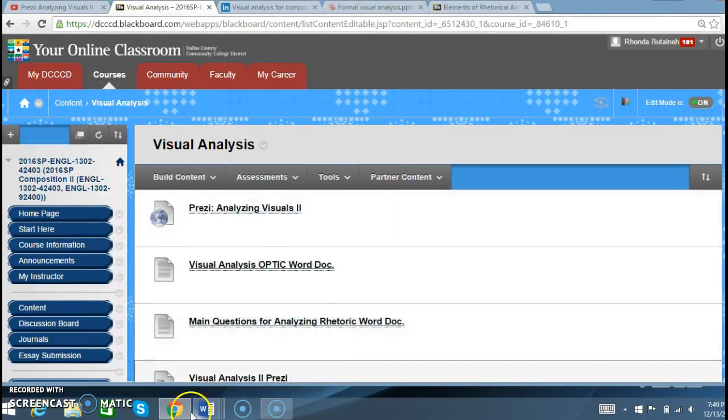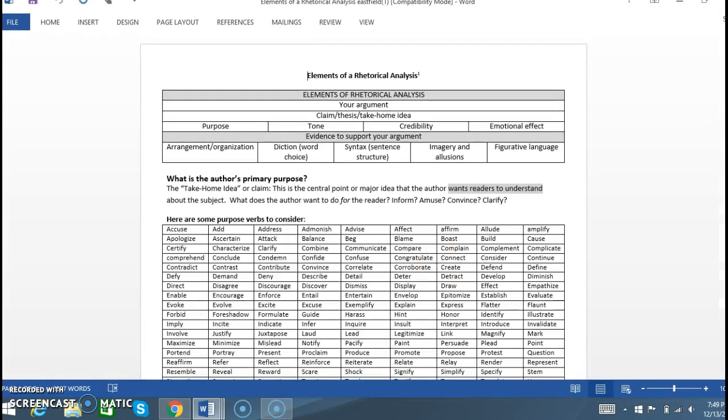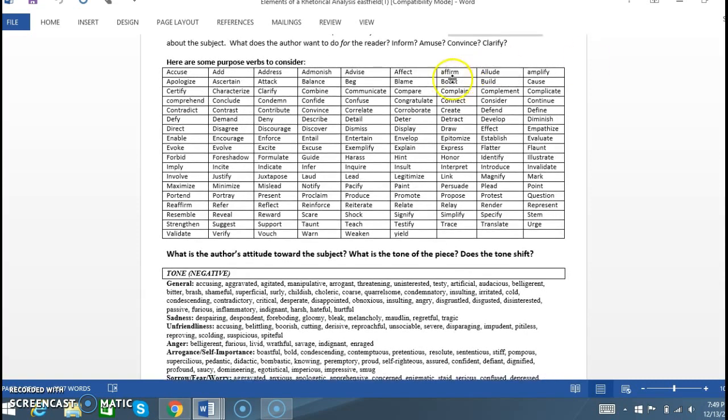And then finally, this document, Elements of Rhetorical Analysis. This is a handy document because it has purpose verbs. So if you're trying to discuss the artist's purpose and you're just struggling to find the perfect word, you can come here. And these verbs, this page of notes may help you.